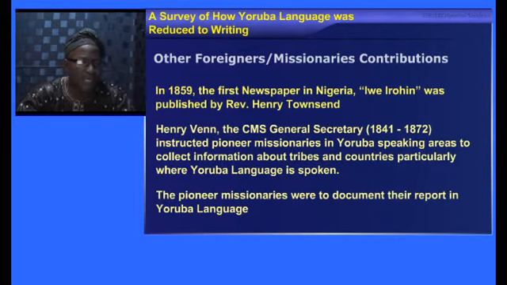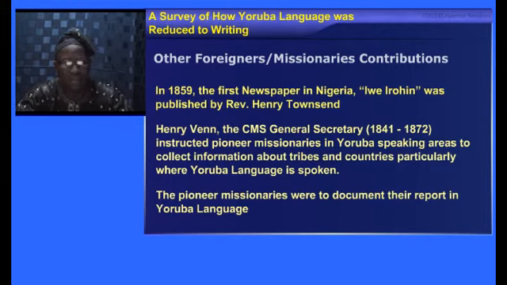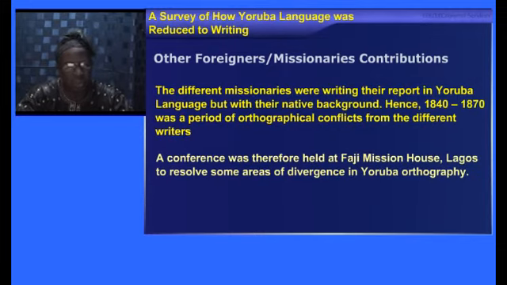Between 1840 and 1870, there was a period of orthographical conflicts among different writers, for instance, and a conference was therefore held at Faji Mission House at Lagos to resolve some areas of divergence in Yoruba orthography. And Yoruba was put down and many corrections were made. And from that period to this time, a lot of conferences have been held in order to correct so many errors in the Yoruba orthography.